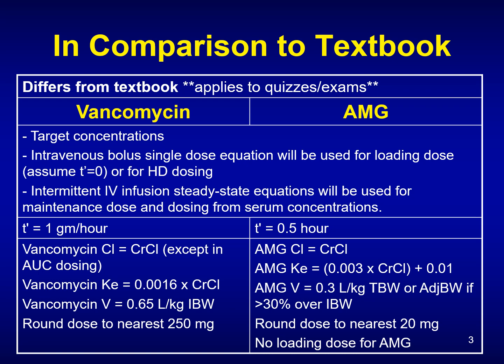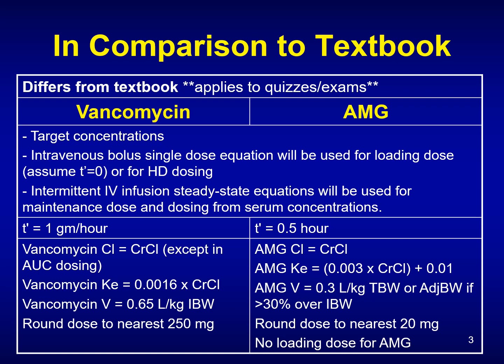Target concentrations for vancomycin and aminoglycosides. The intravenous bolus single-dose equation will be used for loading dose or for hemodialysis dosing. Intermittent IV infusion steady-state equations will be used for maintenance dose and dosing from serum concentrations. T prime, which is infusion time, will be set at 1 hour for vancomycin and 0.5 hours for aminoglycosides. The equations for clearance, Ke and V, are listed.